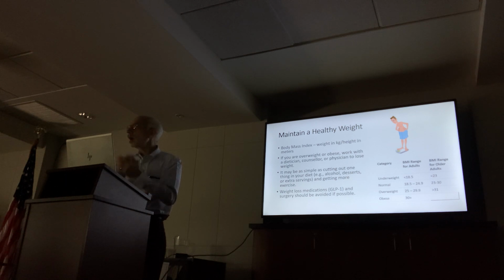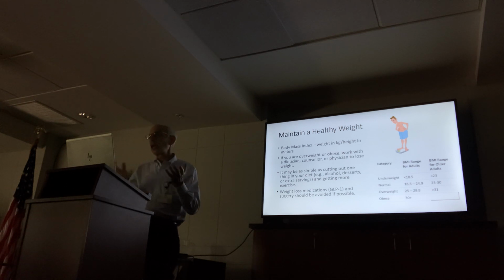So ask your doctor, what's my BMI? Is it a healthy range? And if it's too much, you want to reduce a little bit. And if it's too little, you want to think about why. Are you not getting the nourishment you need? Could there be an underlying disease that's causing you to lose too much weight?